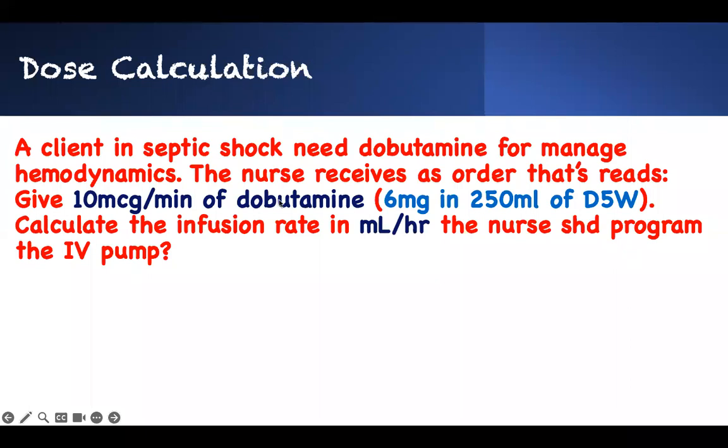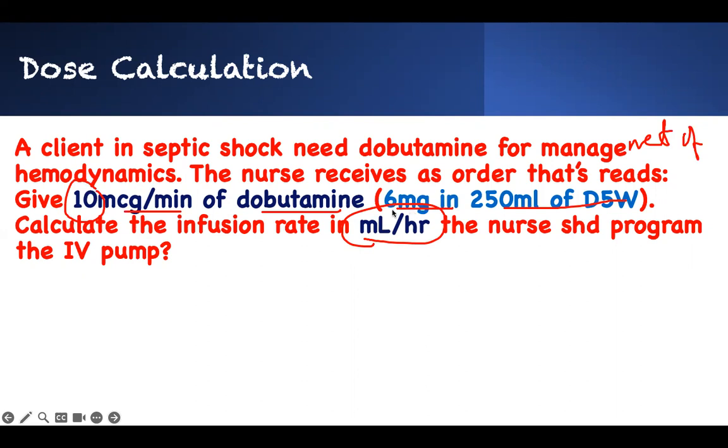So a client in septic shock needs Dobutamine for management of hemodynamics. The nurse receives an order that reads 10 microgram per minute of Dobutamine and 6 milligram in 250 of D5W. Calculate the infusion rate in ml per hour. The nurse should program the IV pump. This is a little bit difficult, but you got to slow down.